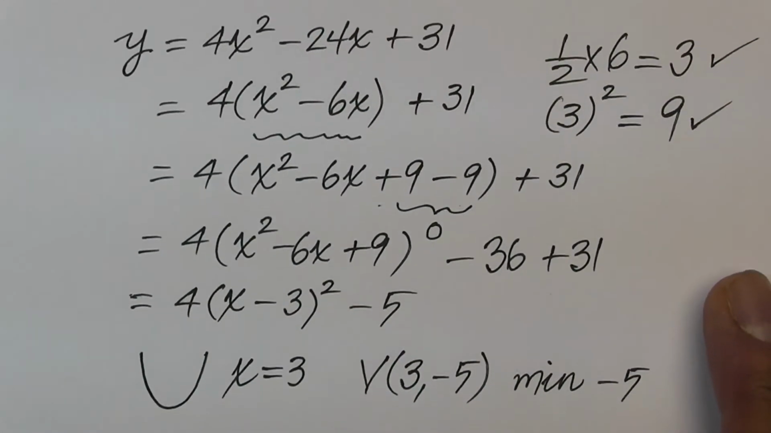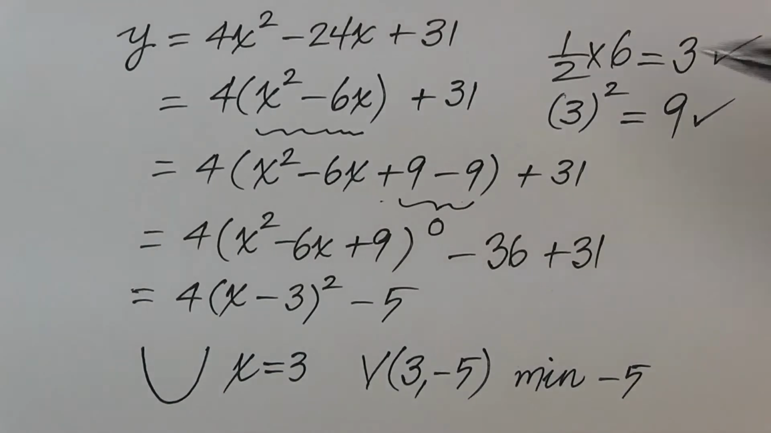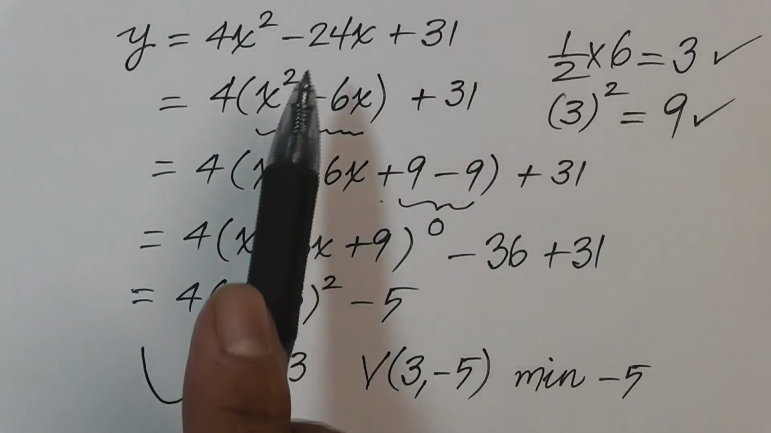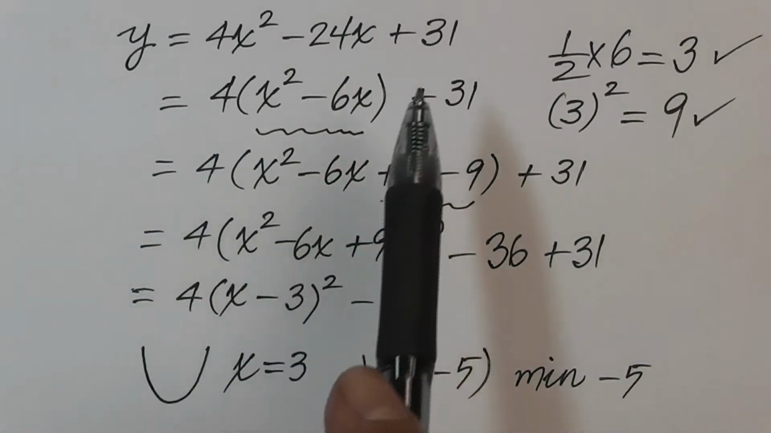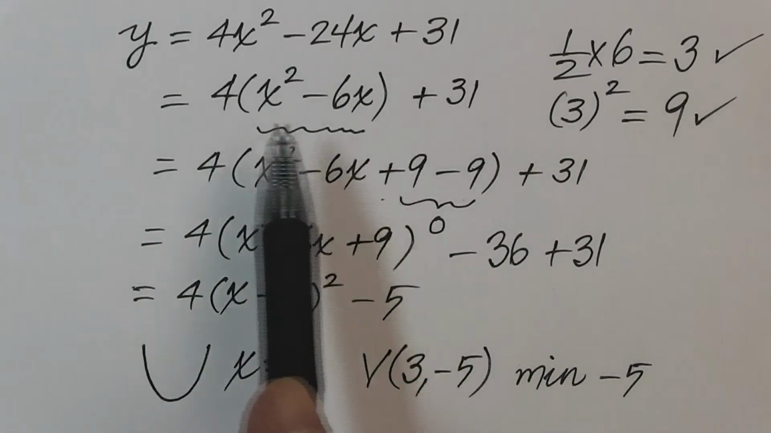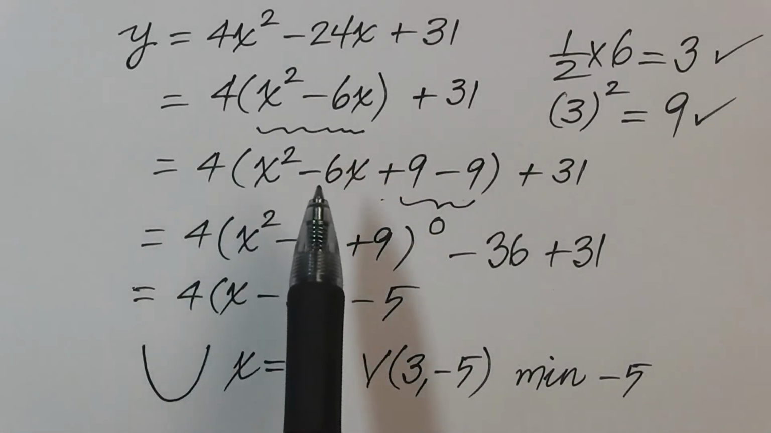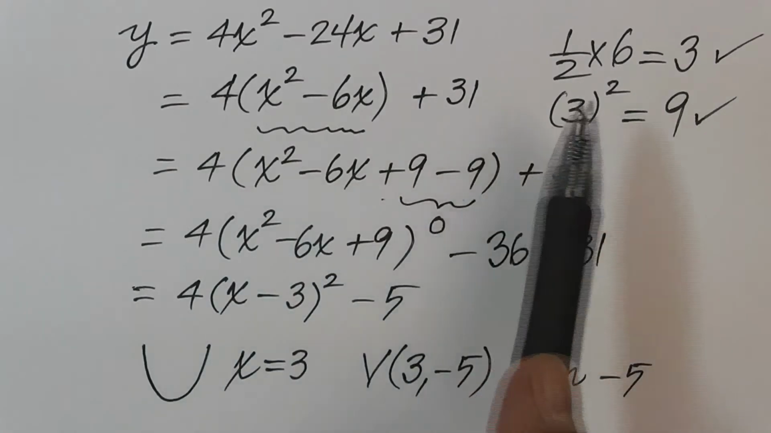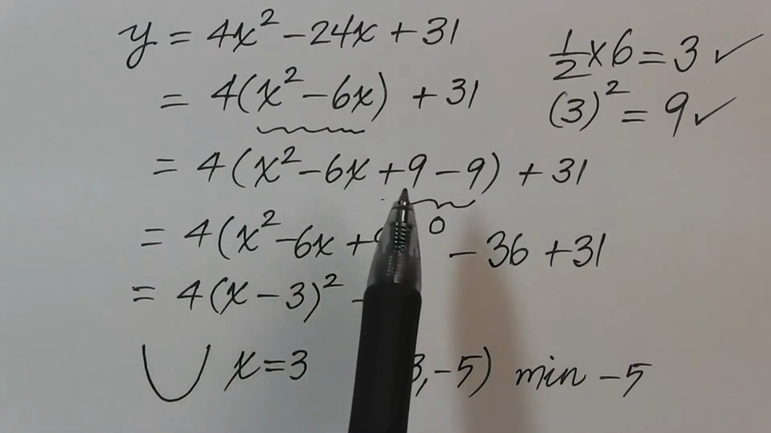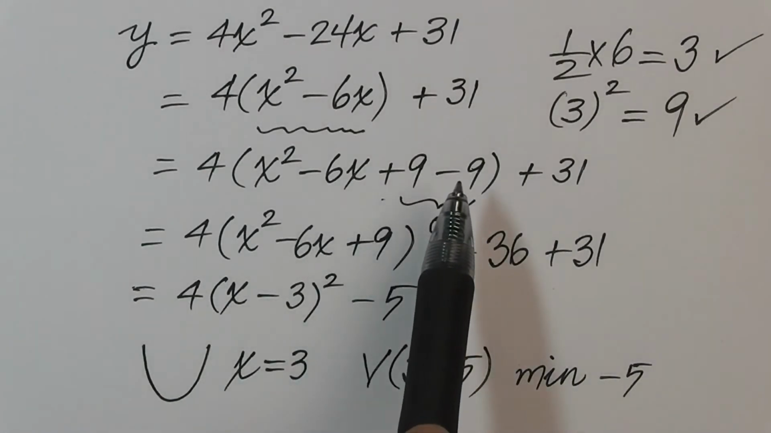So what were the steps again? First, factor out the 4 from the x terms. So I've got 4, x squared, 4 times negative 6. That gives me negative 24. Leave the number on the side. Now focus just on these two terms. Take that 6. Half of 6 is 3. 3 squared is 9. You add it and you subtract it.